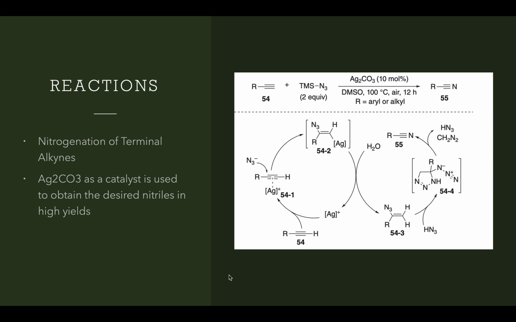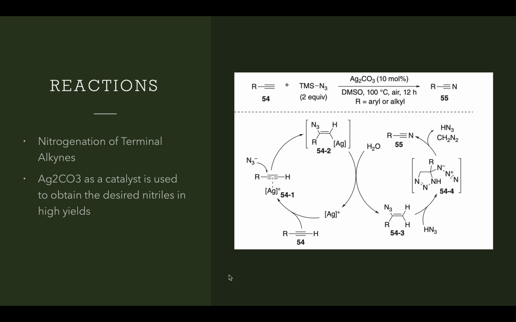The mechanism on the right shows the formation of vinyl azide as the crucial intermediate in this nitrogenation reaction, which could directly transform into the corresponding nitriles under standard conditions. But in the absence of another equivalent of trimethylsilyl azide, the corresponding nitriles were obtained in very poor yields, implying the pivotal role of the trimethylsilyl azide in the carbon triple bond cleavage.